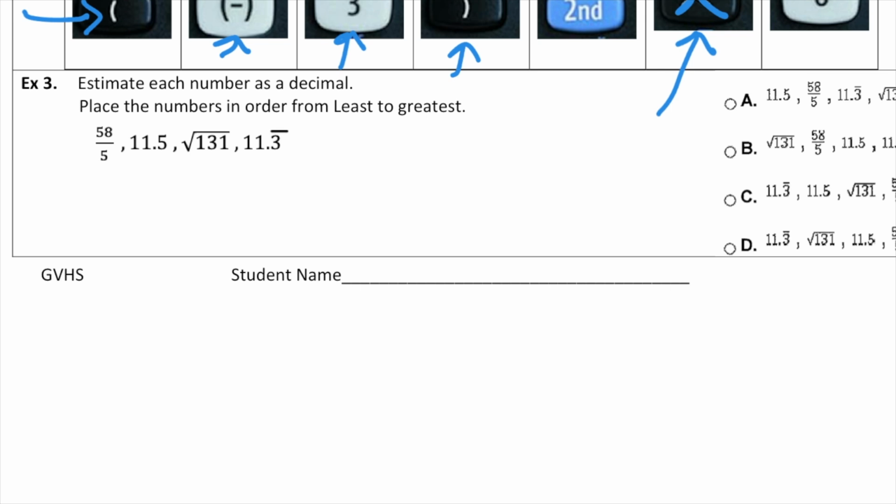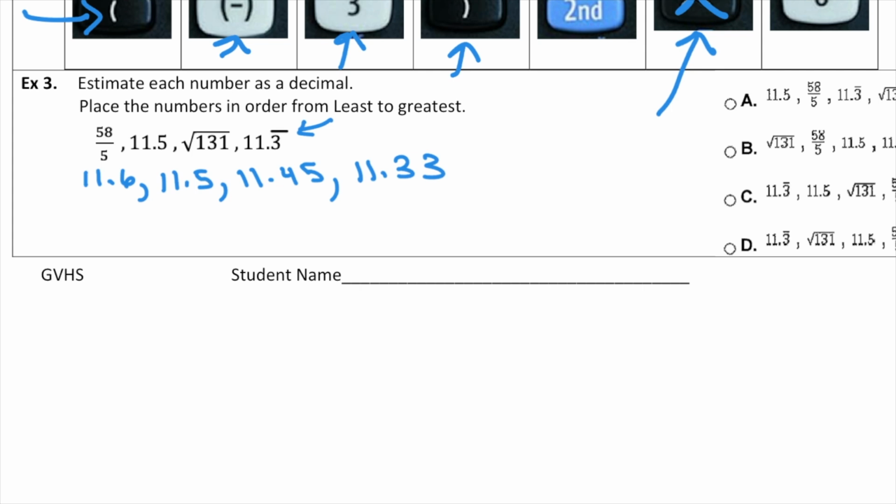So you've now changed everything to a decimal. Your first number should be 11.6. The second number stays 11.5. The square root of 131 is 11.445, which we're going to round to the hundredths place. And this line means that you have a repeating decimal, so 11.33 when we round.